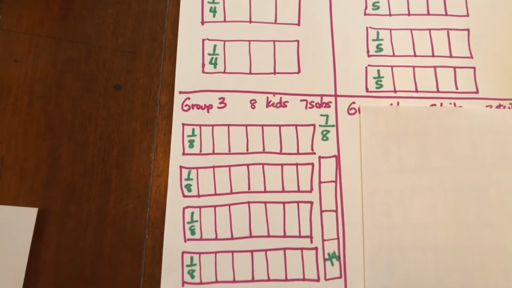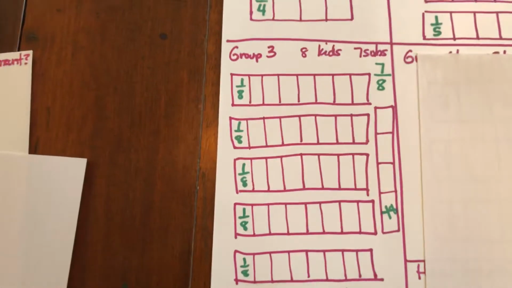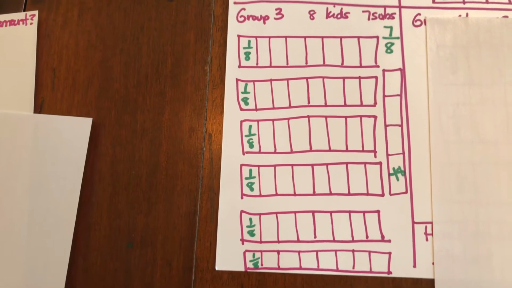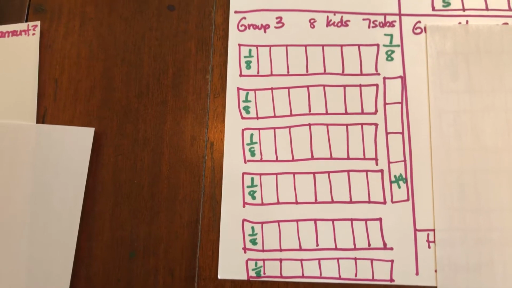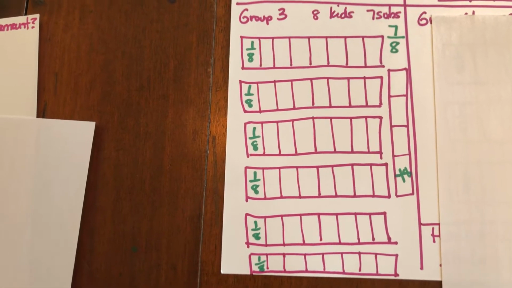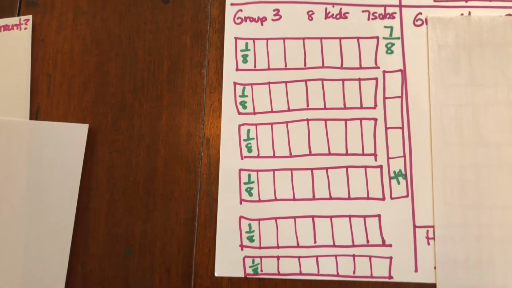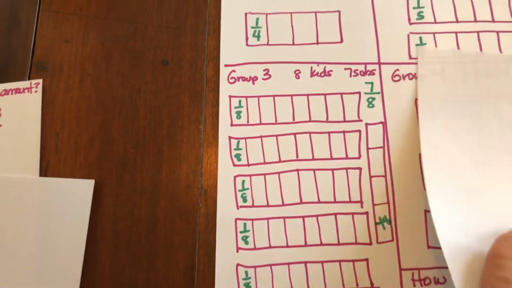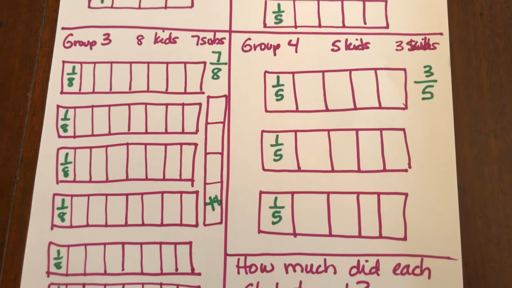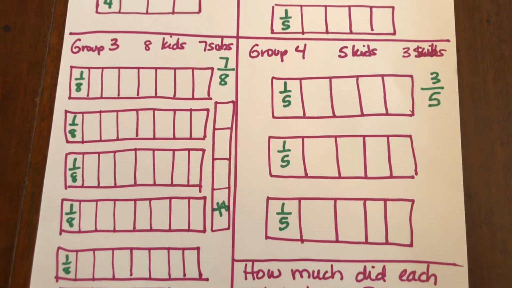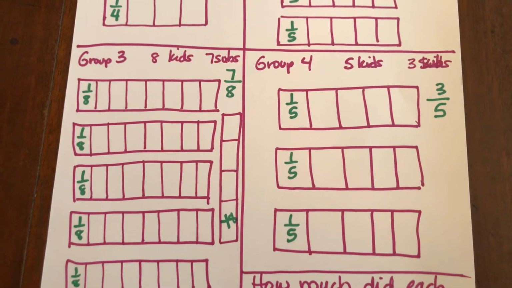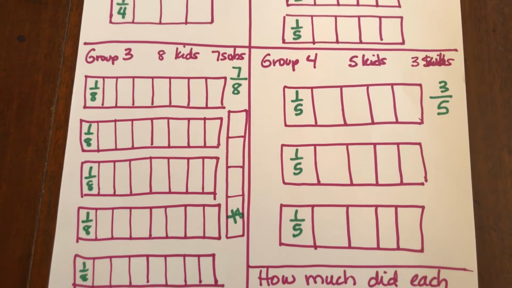For group 3, there were 8 students and 7 subs. So I divided the subs into the number of students, and each student got 1 of the parts of each sub. So 1/8 plus 1/8 plus 1/8 plus 1/8 plus 1/8 plus 1/8 plus 1/8 was 7/8. And then finally for group number 4, there were 5 students and 3 subs. So we divided the subs into the number of students. And again, each student got 1 piece of each sub, 1 equal part, which meant that they got 3/5.